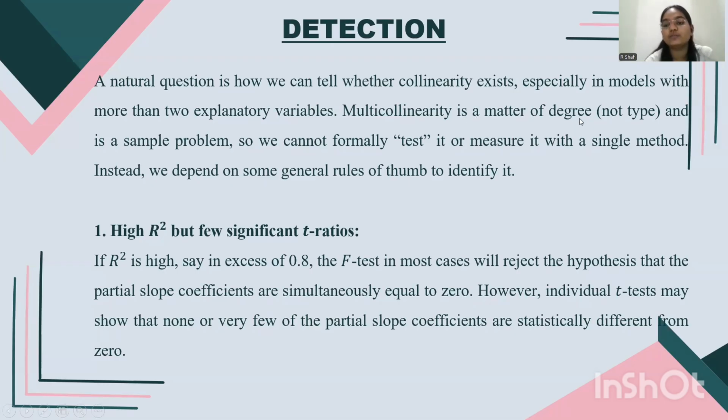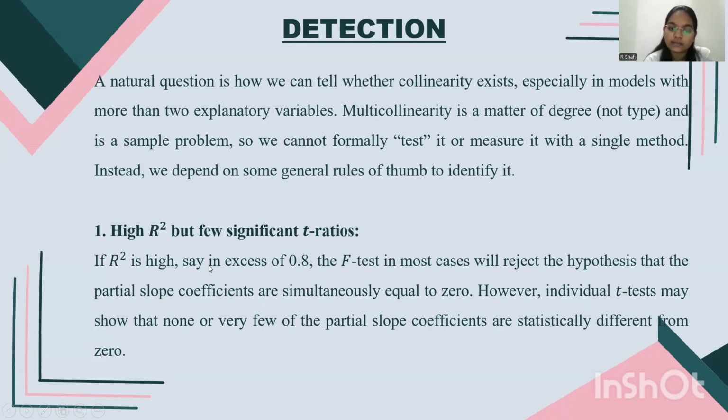Multicollinearity is a matter of degree and is a sample problem. So we can't formally test it or measure it with a single method. Instead, we depend on some general rules of thumb to identify it. Our first method is high R square but few significant t-ratios.